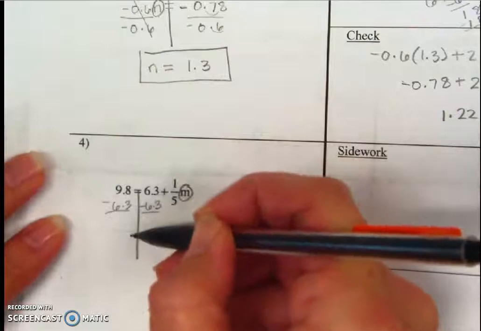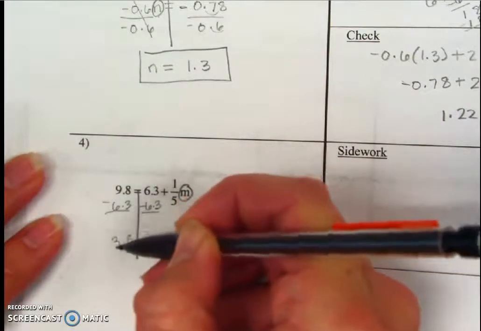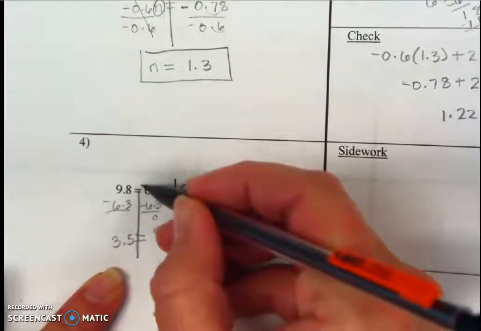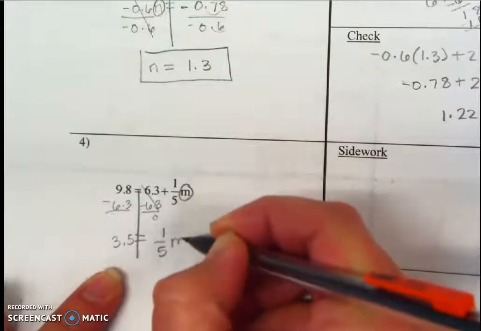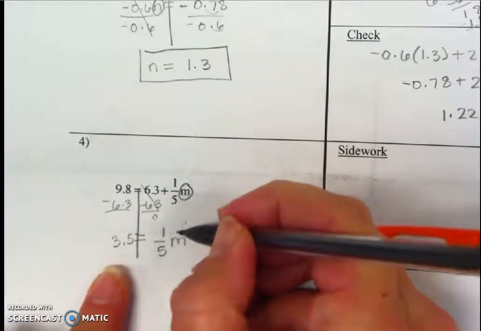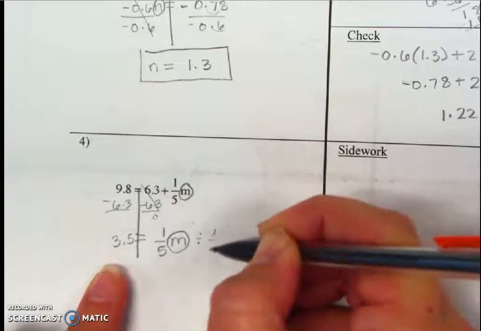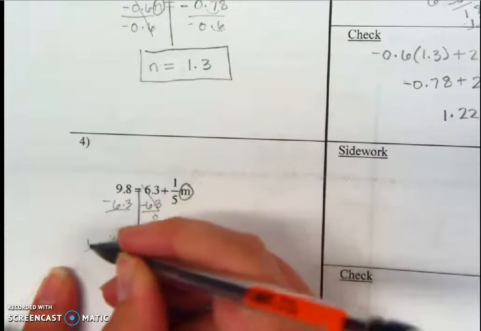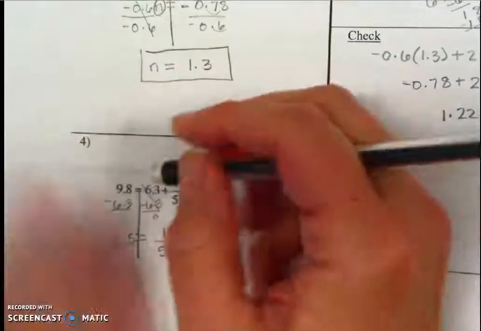8 minus 3 is 5. Bring down the decimal. 9 minus 6 is 3. So we get 3.5 is equal to, these are 0, and I still have 1/5 times n. Well, remember, 1/5 times n means I really want to divide both sides. Divide by 1/5. I'm going to write it this way. Divide by 1/5. All right, so that looks a little funky. This looks a little weird.